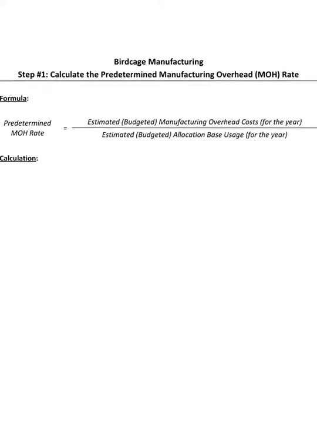So over here is the formula for how to calculate the predetermined overhead rate, which is the estimated or budgeted amount of manufacturing overhead for the entire year. And we're going to divide that by, once again, an estimate, but this time it's the estimated amount of the allocation base used for the entire year. Let's return to our data set and find these two figures.